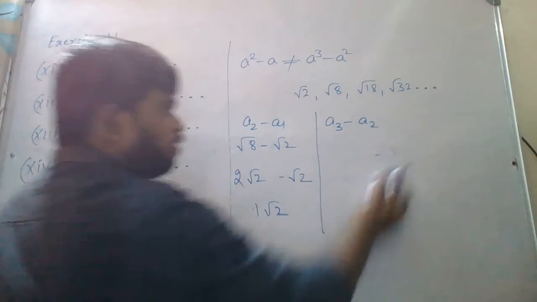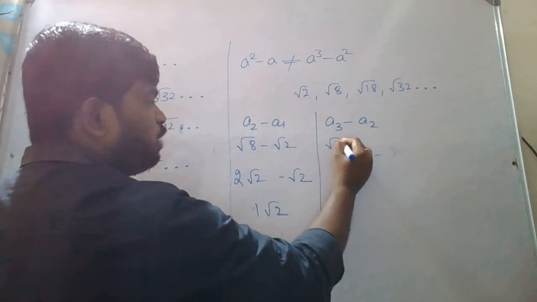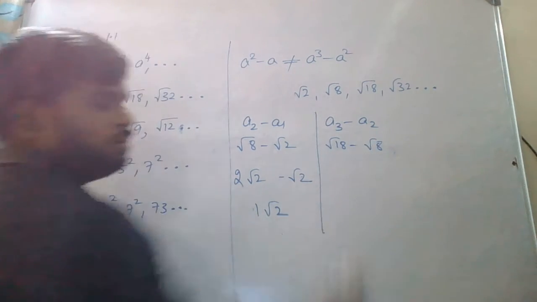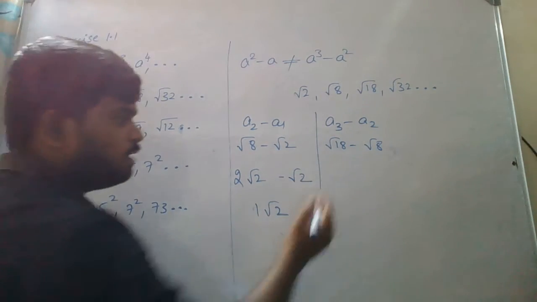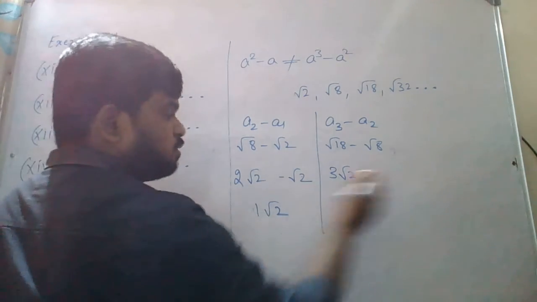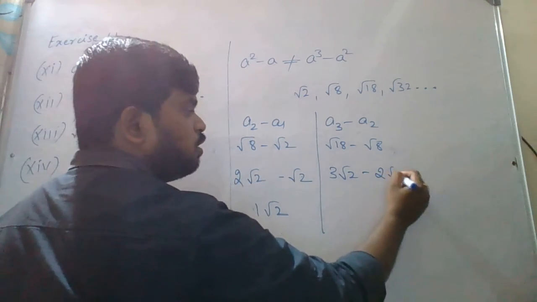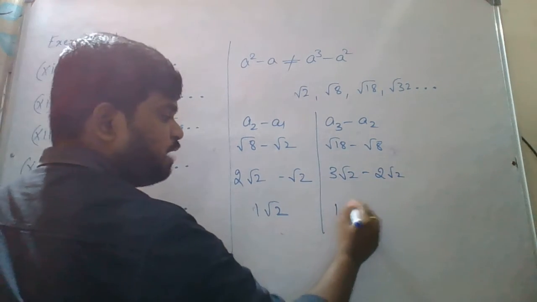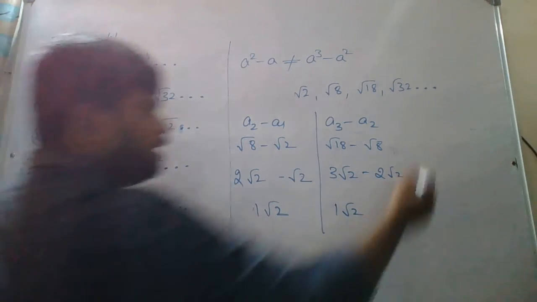Similarly, let's do it for the next one. A3 is root 18 minus root 8. So root 18, just now we did it. Prime factorize, you get 3 root 2 minus, root 8 becomes 2 root 2. 3 root 2 minus 2 root 2 is again 1 root 2. Similarly, let's do it for the next one.